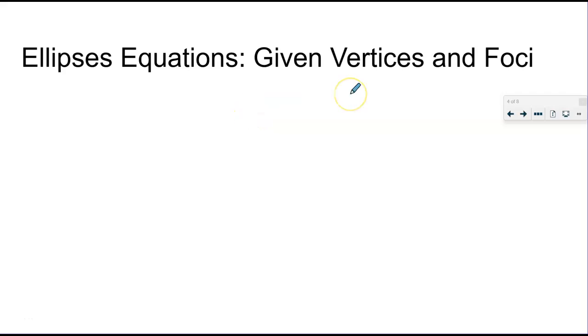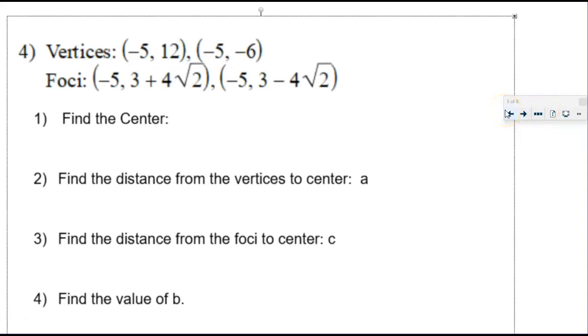Okay, so this next one, we're looking at the equations of an ellipse, but in this case we're given the vertices and the foci. It's going to be similar to what we did last time. The first thing that we want to do is find that center.